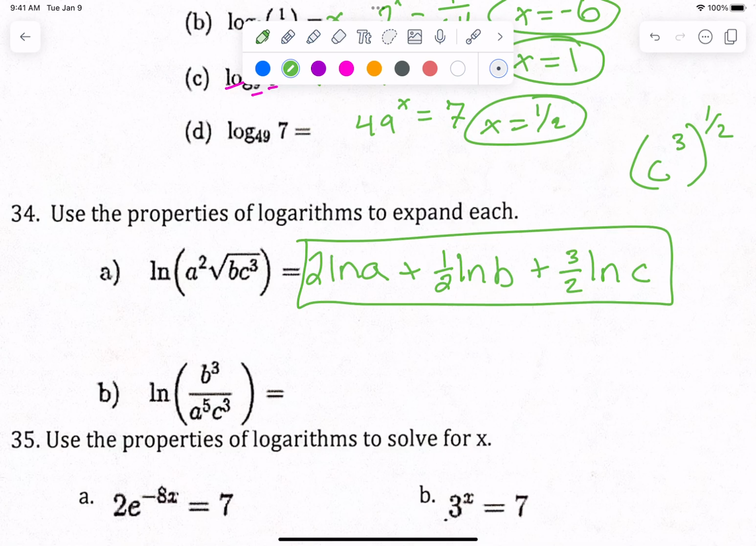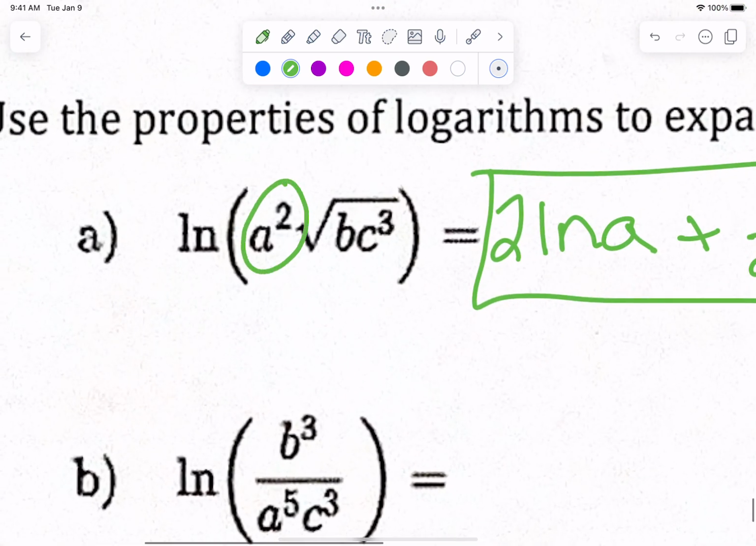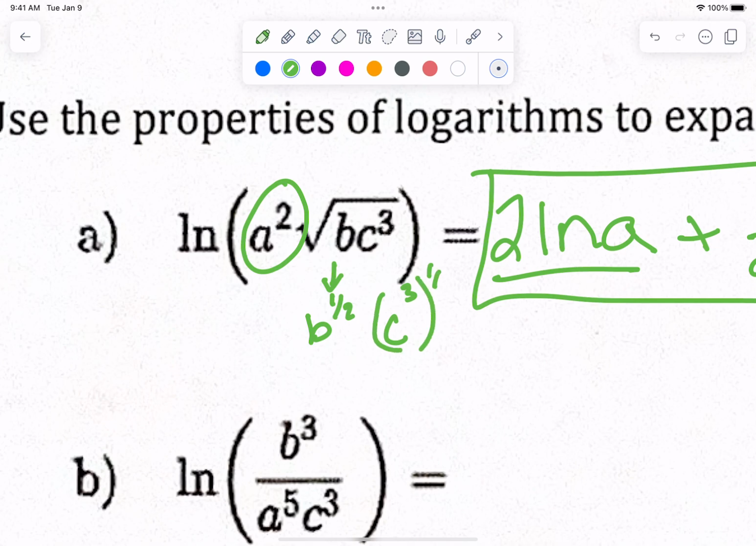Do you want me to go through that again? Okay. So A squared, the 2 comes out in front, so that's 2 ln A. That one's not too bad, right? This guy right here, if I break him down, this is B to the 1/2 power, because that's what the square root does. C is C to the third, but then that also to the 1/2 power, because the square root is over top of the C to the third also. That make sense? So that's how these guys boil down. So then the 1/2 can go in front of the ln for B, and the 3 over 2 can go in front of the ln for C.